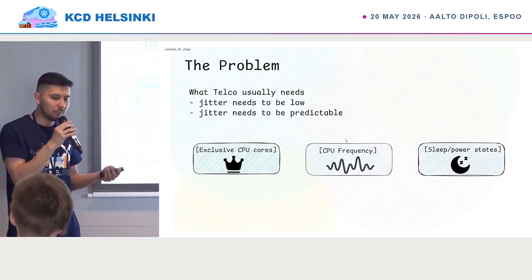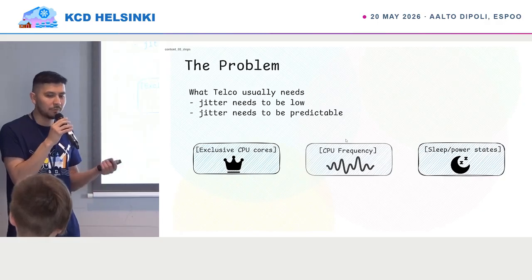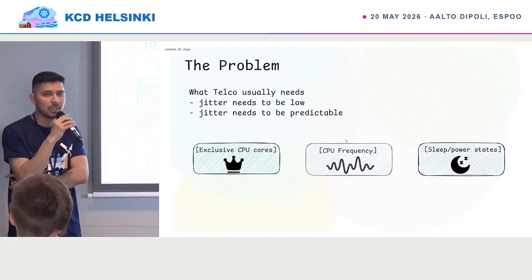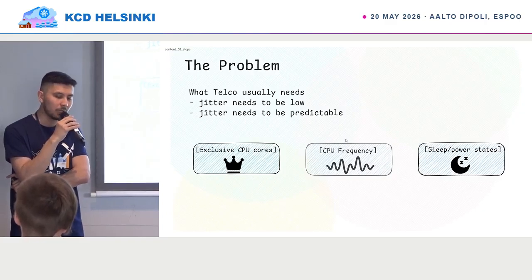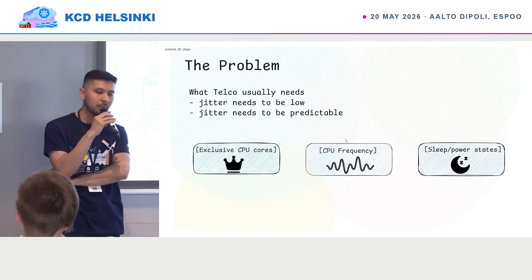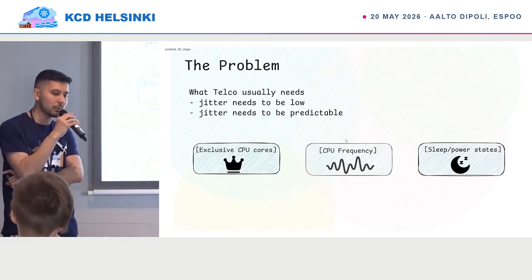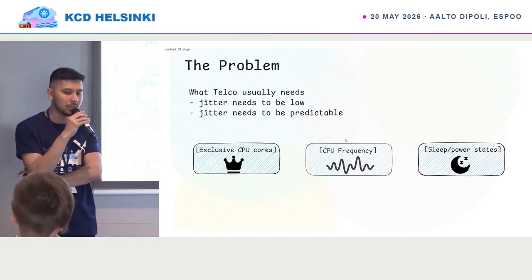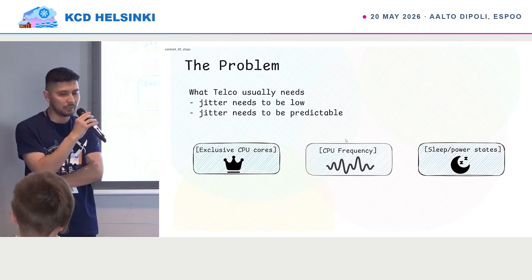Or if you play with the frequency, for example, if you set the frequency to the highest possible and disable frequency scaling, that means you have elevated power. So you're still paying some money because your power consumption is pretty high, even when the application isn't really running, or there's no need for that.